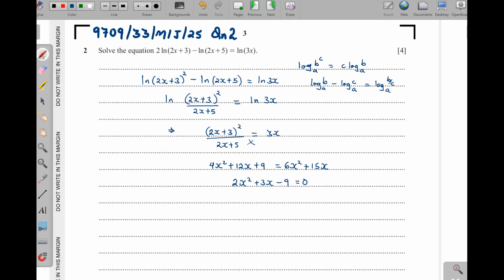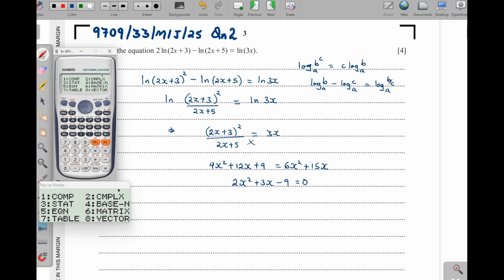We can solve this one using a calculator very fast, and we go. You press mode, then you go to equation, which is 5, and then 3, that is quadratic. Then we can press 2, then 3, then negative 9.